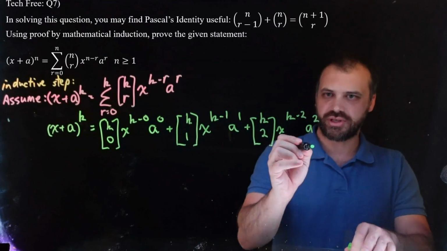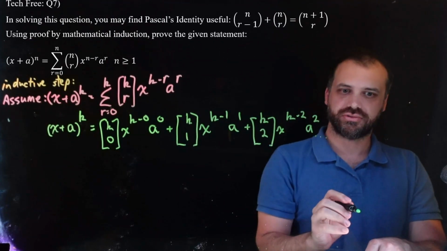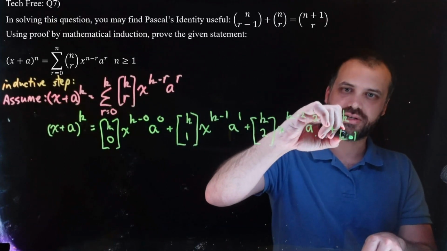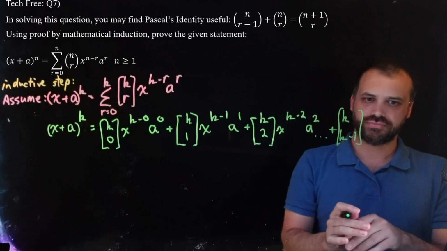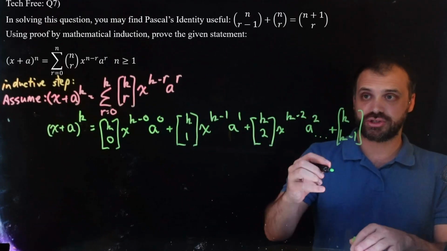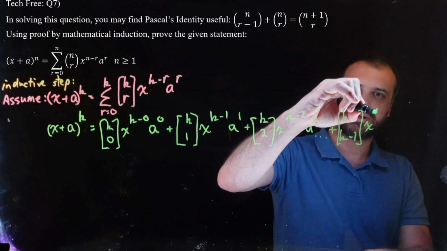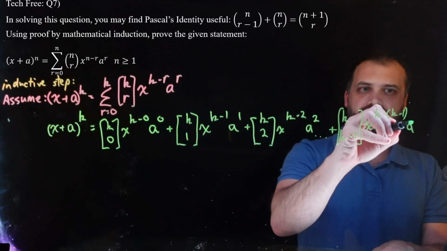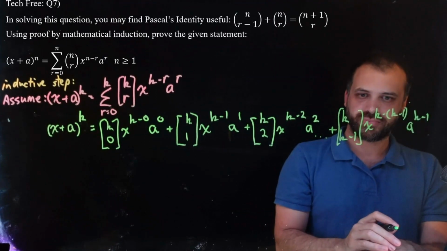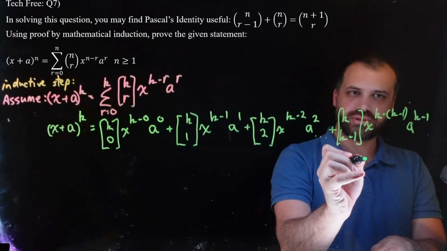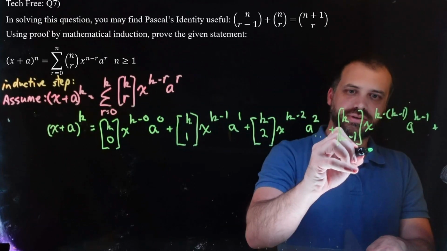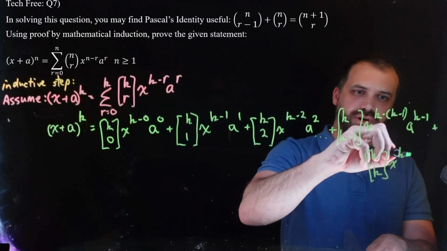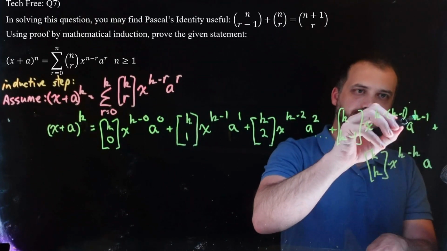2 more terms, I think. I'll just put a little dot, dot, dot, right? And then we'll do our next term. k choose k minus 1. Okay, so this is going to be our second last term. x to the k minus (k minus 1), and then a to the k minus 1, and then our last term plus k choose k, x to the k minus k, a to the k.